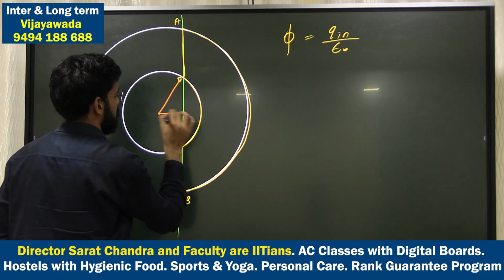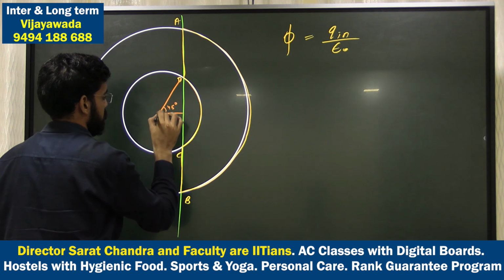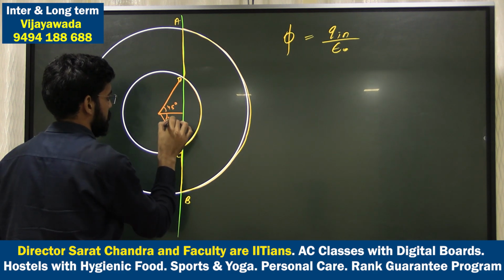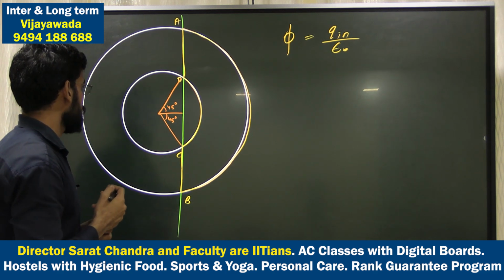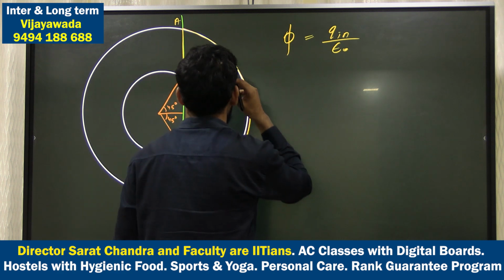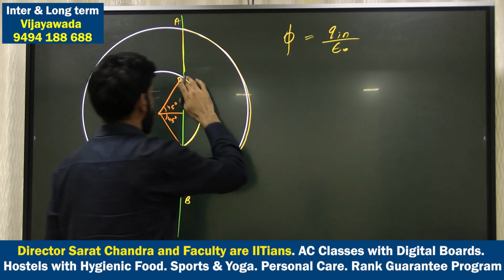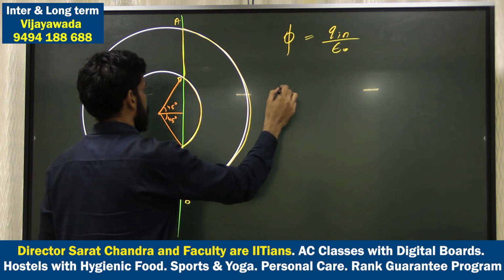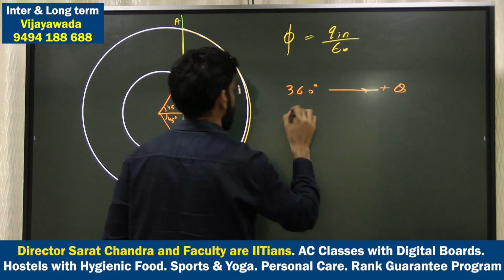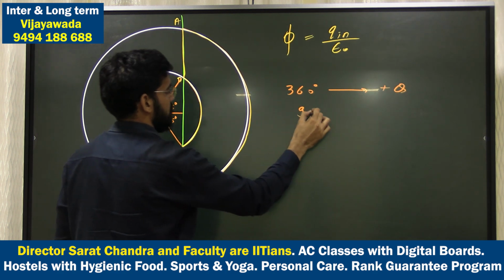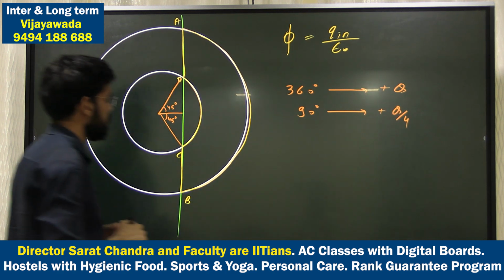If I know this is r and this is root 2r, so this is 45, so this is also 45, right? So the total angle is 90. So for the flux, we need the q inside. So here in this region, q will be how much? I can say in 360 degrees the total is plus q, right? So in 90 degrees how much will it be? Q by 4, right? This is the charge, okay.